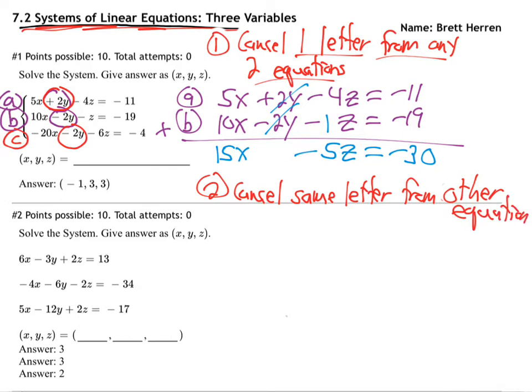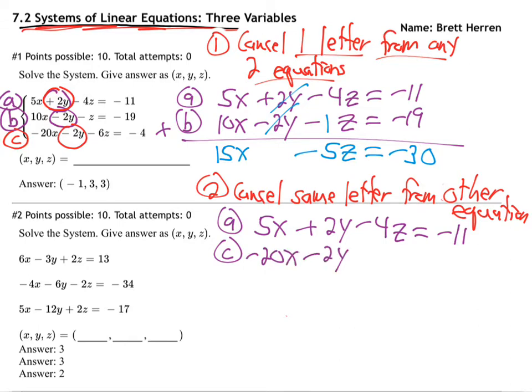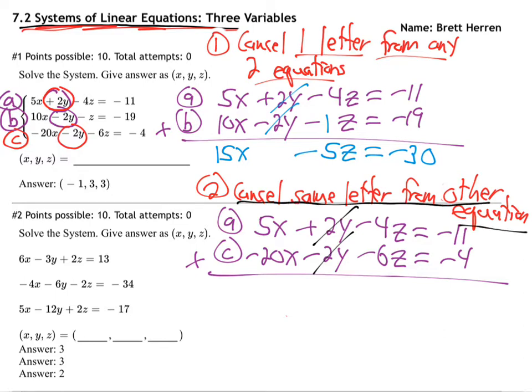So that'd be C. So let me write down here now A and C this time. Equation A, I'm going to go back to equation A the way it was: 5x plus 2y minus 4z is minus 11, and equation C, which is minus 20x minus 2y minus 6z is minus 4. Add those up and see what happens right there. Boom, the y's drop out. So we're canceling y again, this time from the 3rd equation, C.